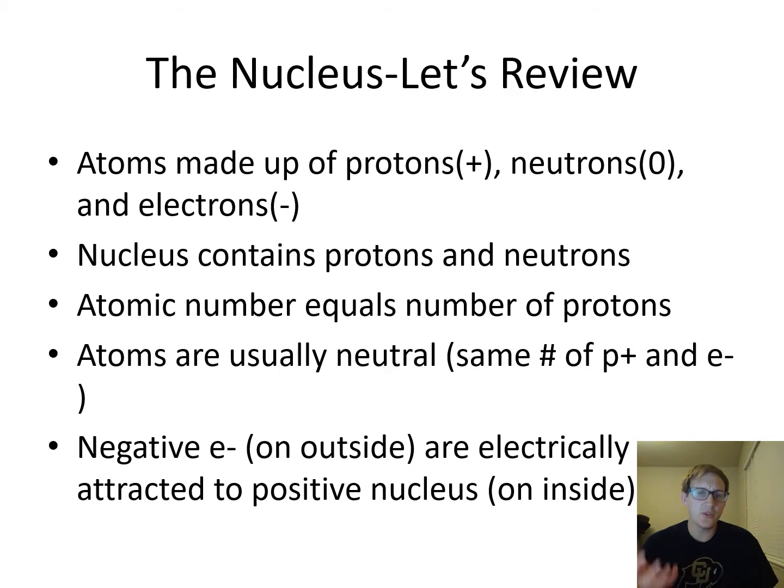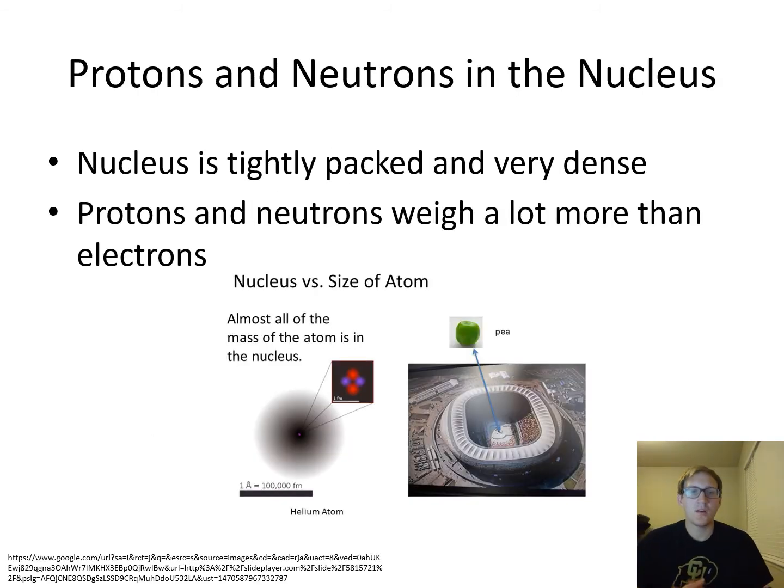Atoms are usually neutral. They have the same number of protons as they do electrons. Negative electrons are on the outside, electrically attracted to the positive nucleus on the inside, and they whirl around on the outside of our atom. The nucleus is tightly packed and very dense. Protons and neutrons weigh a lot more than an electron does. Electrons are very light. That's why they rotate around our atom very widely and very loosely. Almost all of the mass of the atom is contained just in the nucleus.